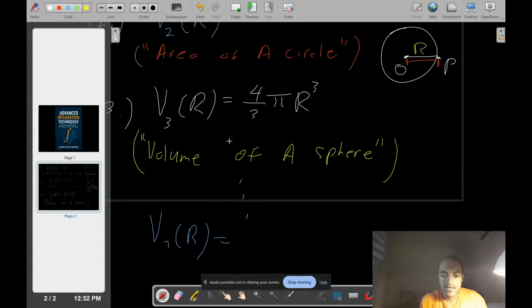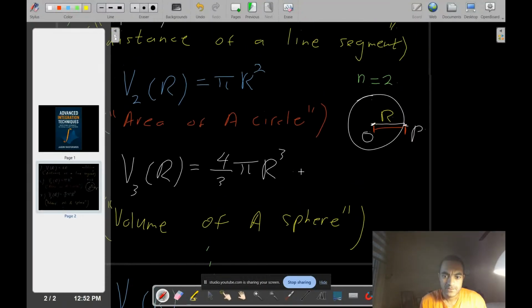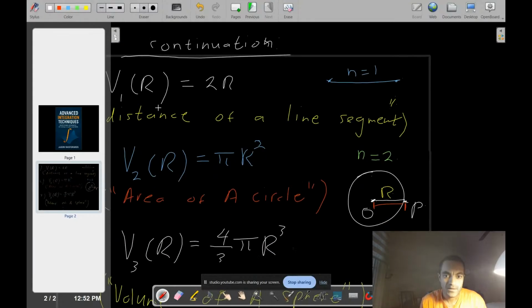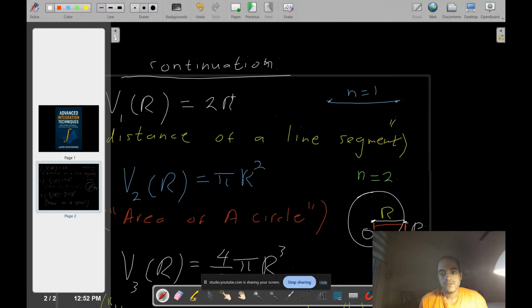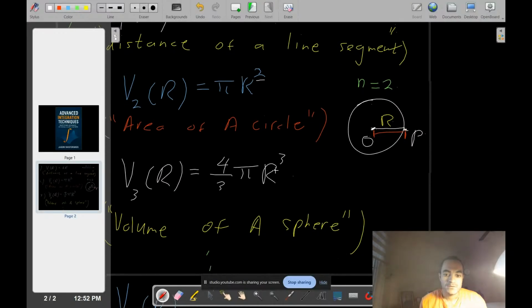Okay, then as I said, for n equals 3, you can see already one pattern. I'll give you a hint. One easy pattern is that r to the power of something is increasing. This is r to the first power at n equals 1 dimension. R to the second power at n equals 2 dimensions. R to the third power at n equals 3 dimensions.